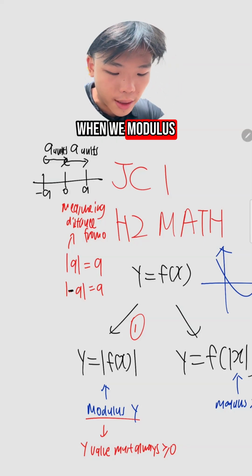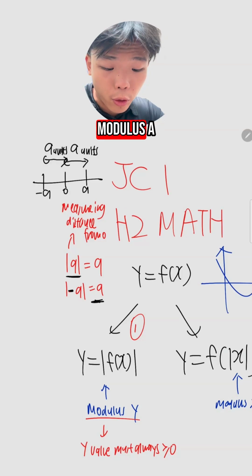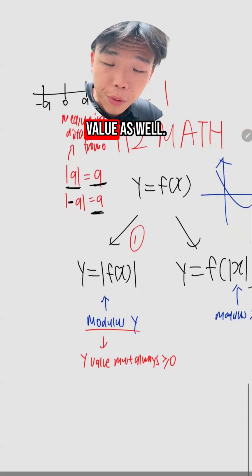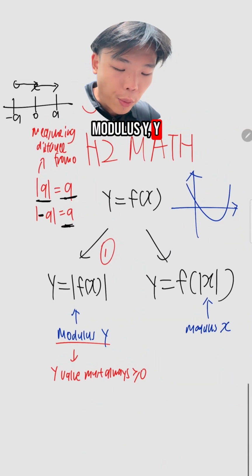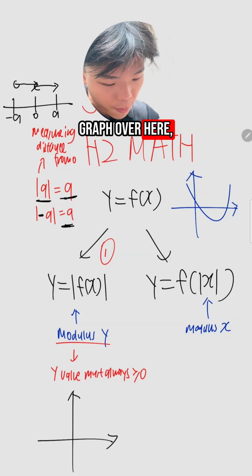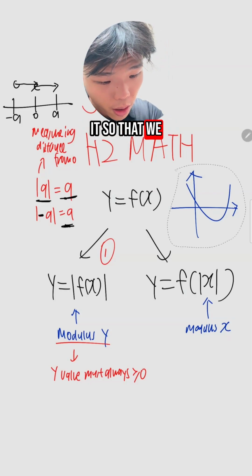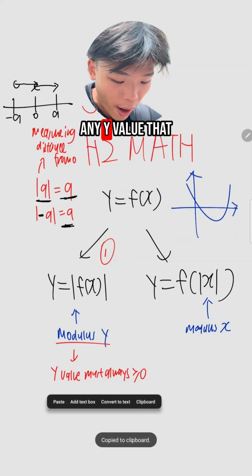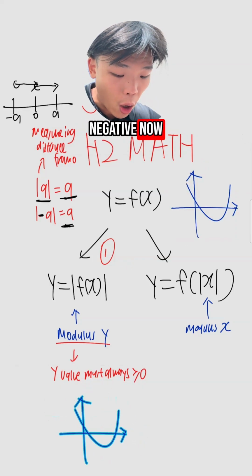And that's why when we modulus a negative value, we get a positive value. And when we modulus a positive value, we get a positive value as well. So when we modulus y, it will always be bigger than or equal to 0. And therefore, for the original graph over here, I'm just going to copy and paste it so that we have some sort of consistency. Any y value that was originally negative now becomes positive.